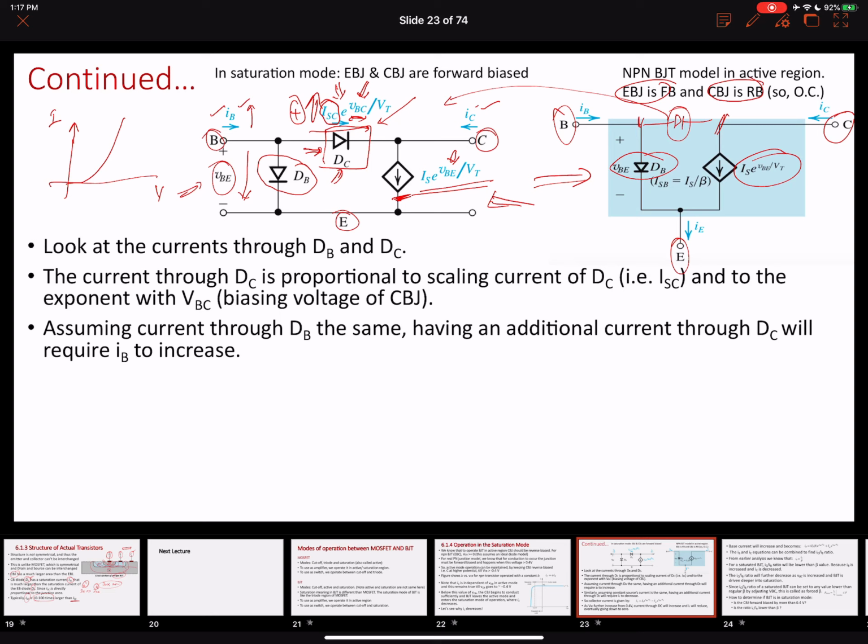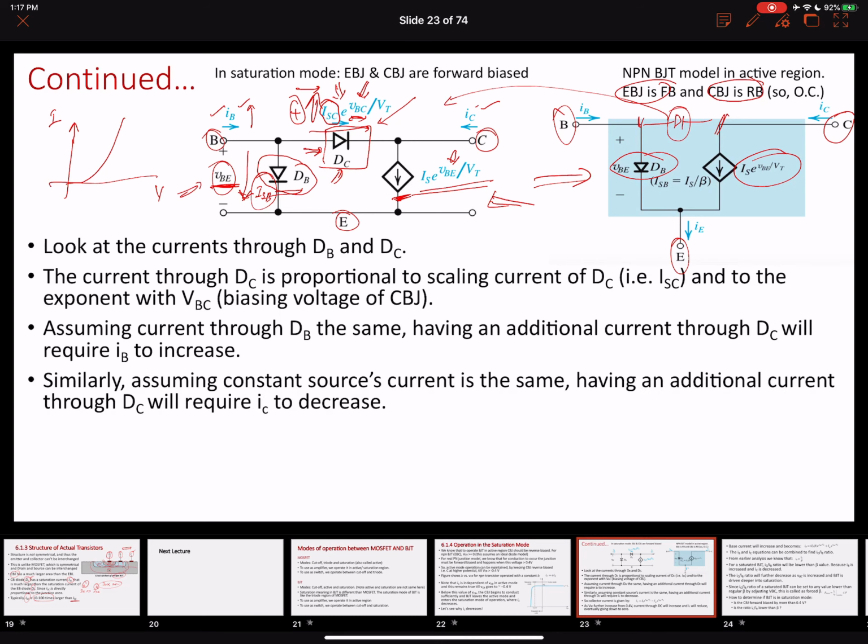So since my current through this diode DB will be the same, because I have the same biasing voltage applied and the scaling current ISB will be the same, if this is true, and I am going to have a positive increase in the current through the diode DC, this means that my base current will increase.